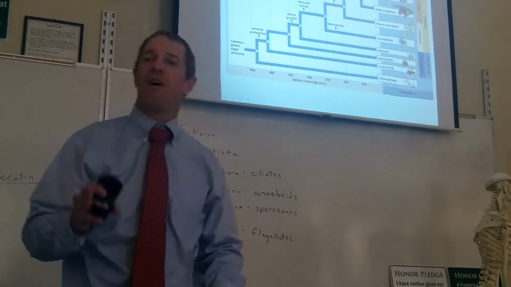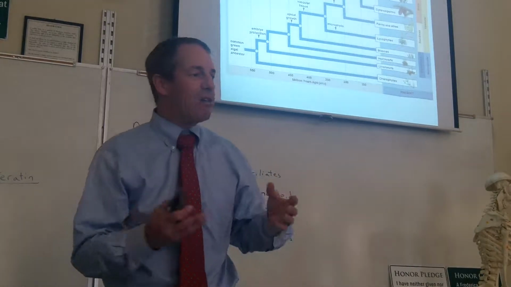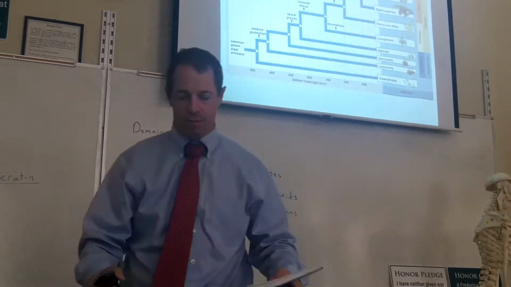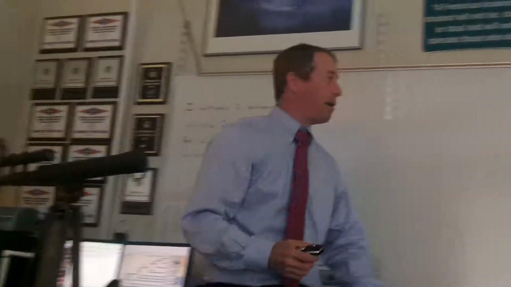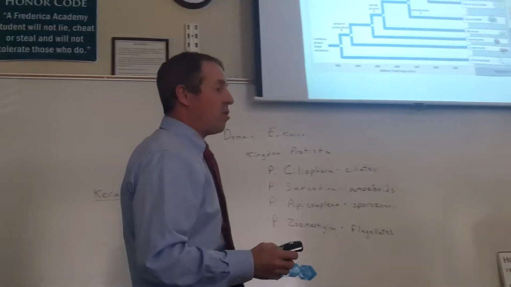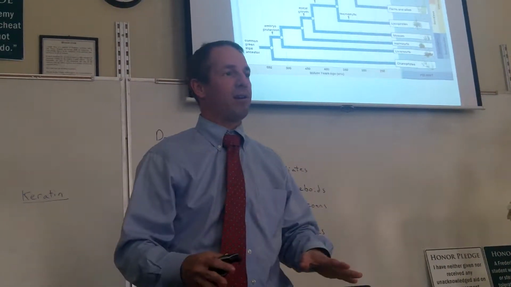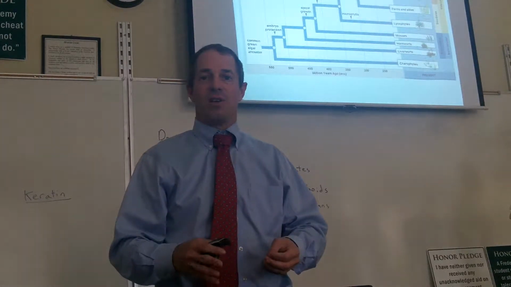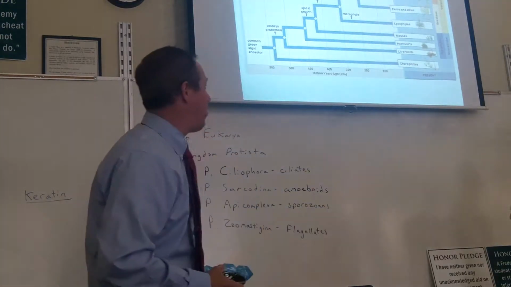Now, plants evolved from green algae. So algae is a protist. Do y'all remember that? Kingdom Protista. And all protists are reliant on water, but plants are not. So that's the difference between protists and plants, not being reliant on water.